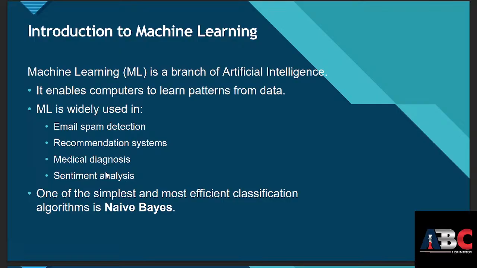Instead of writing every rule manually, we provide the computer with a large amount of data, and the algorithm learns patterns and relationships within the data. Over time, the system improves its performance as it processes more data. In simple terms, machine learning can be defined as a technique where computers learn from past data and make predictions or decisions without being explicitly programmed for every task.